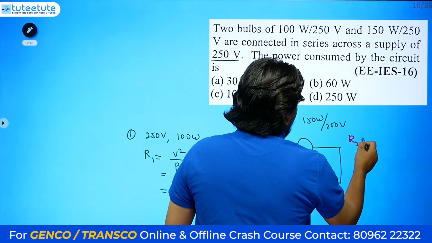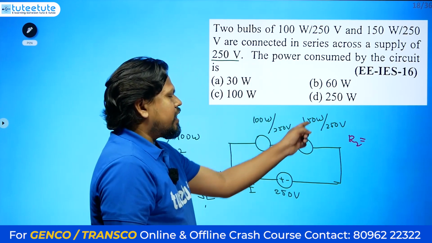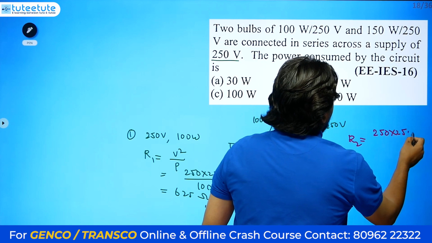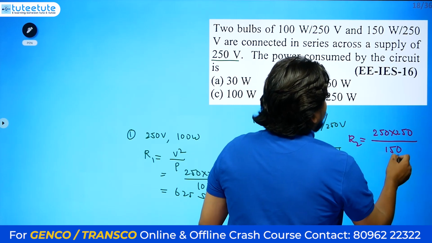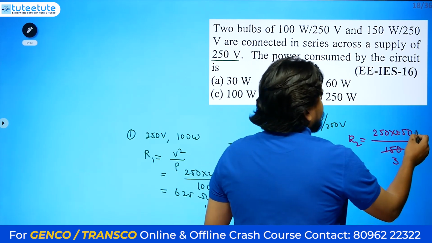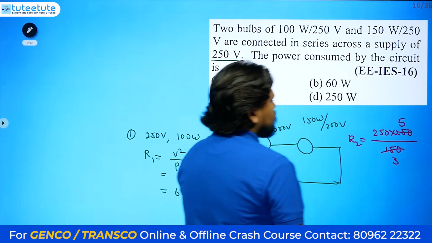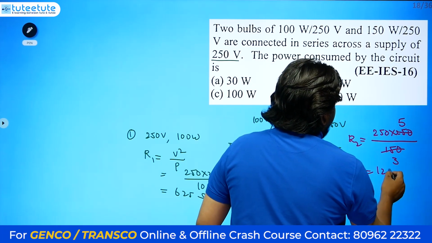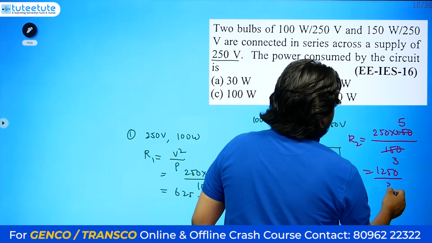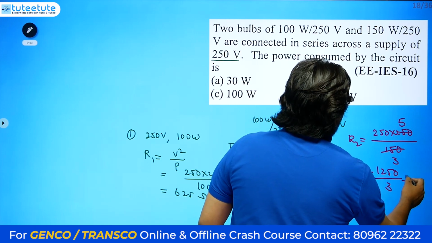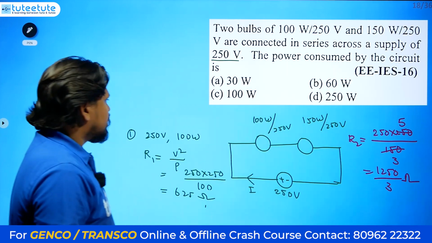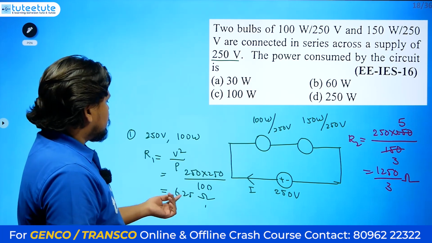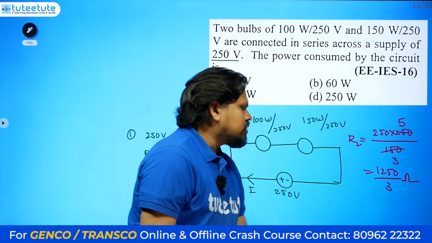What is R2? R2 equals 250 square divided by 150, so 250 into 250 divided by 150. The 5 threes and 5 fives, you will be getting 1250 divided by 3. This is R2 in terms of ohms. So these are the two resistances: this is 625 and this is 1250 divided by 3.